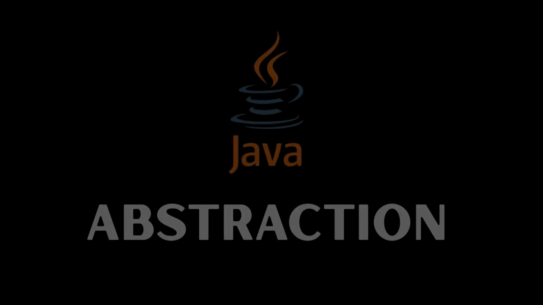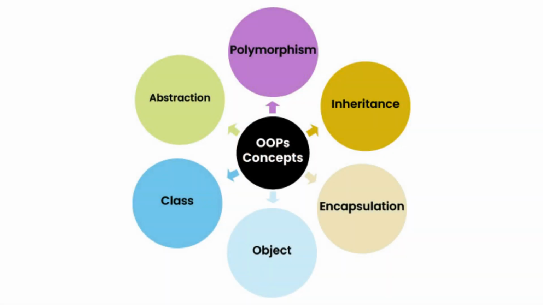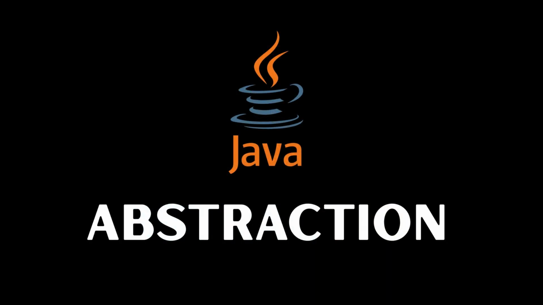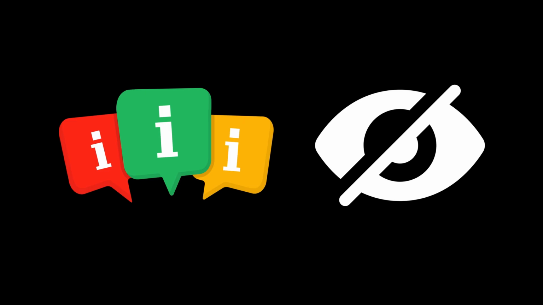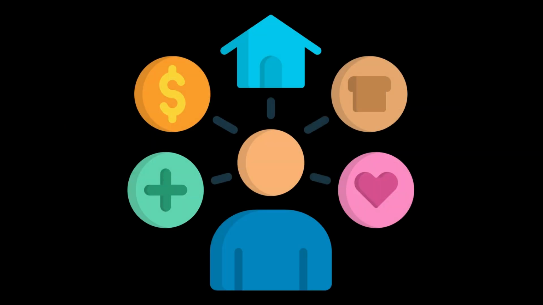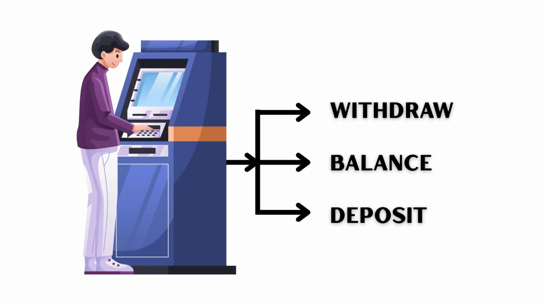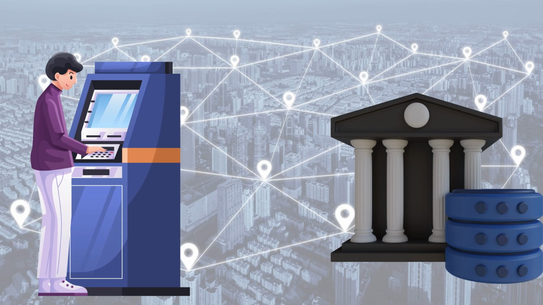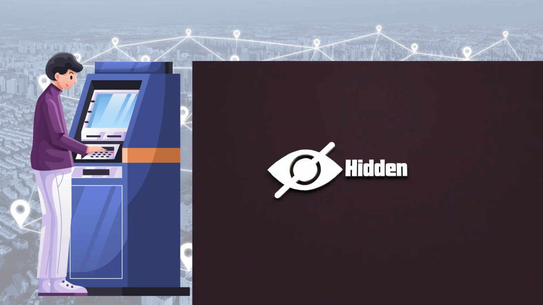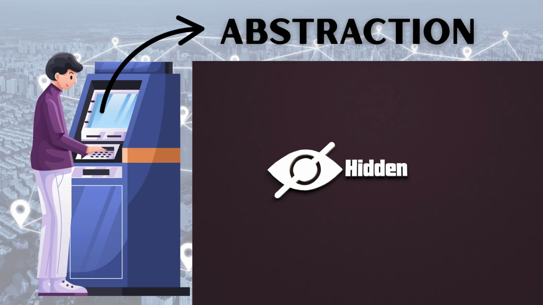Moving into abstraction, one of the most important OOP concepts. So what is abstraction? Abstraction is all about hiding the unnecessary details and only showing what the user really needs. Think about an ATM machine. You insert your card, you press buttons to withdraw money, check balance, deposit, etc. Do you know how the ATM is connecting to the bank's database? How the money is being verified or how it prints the receipts? No, all of that is hidden. You just see a simple interface. That's exactly what abstraction is in Java.